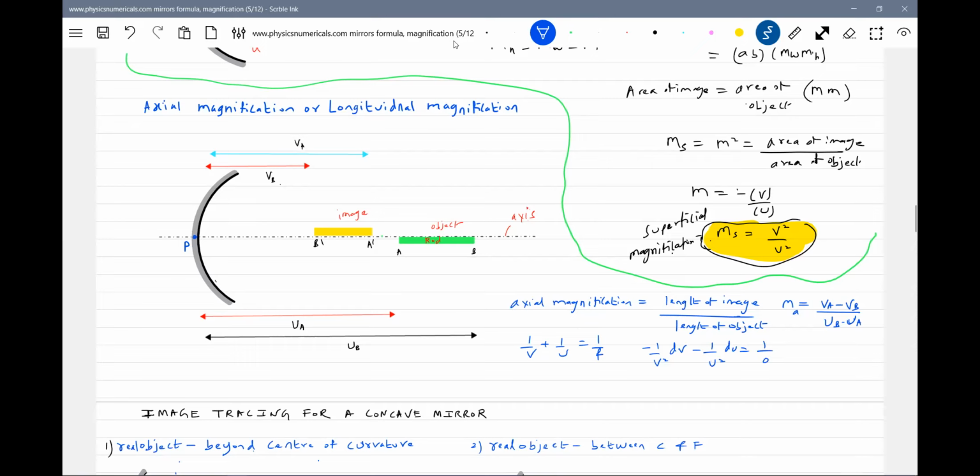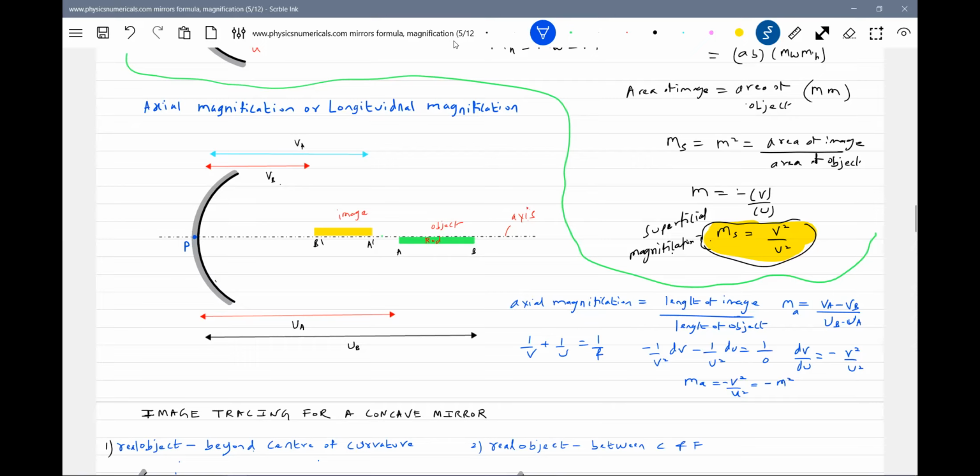Focal length will be constant. So dV by dU is equal to minus V square by U square. So dV, the change in length, is nothing but the axial magnification. And this should be equal to M square, what we have done, the square of the transverse magnification.